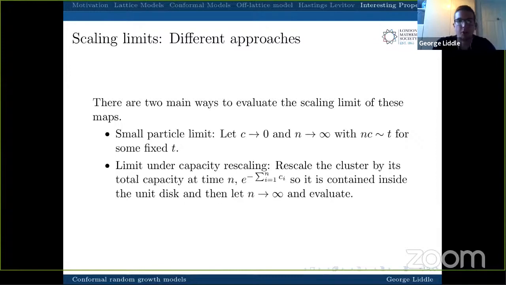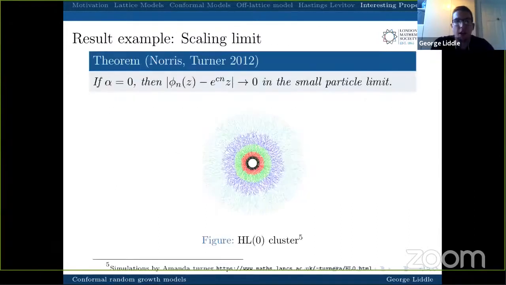The other option is to consider the limit under what we call capacity rescaling. In that case, you're rescaling by the total capacity at time n. So rather than sending the size of the particle to 0, we're keeping that fixed, and we're just rescaling by its total size, so that we're always contained inside the unit disk. Rather than having small particles attached to the boundary of the disk, we're actually contained inside the disk. And then we let the number of particles go to infinity and evaluate that.